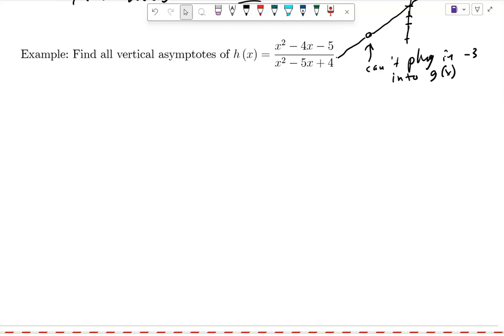Okay? To do that, let's look at this example. To put it in lowest terms, you're going to want to factor the numerator, factor the denominator, and see if anything cancels. So how does your numerator factor in this case? And how does your denominator factor?